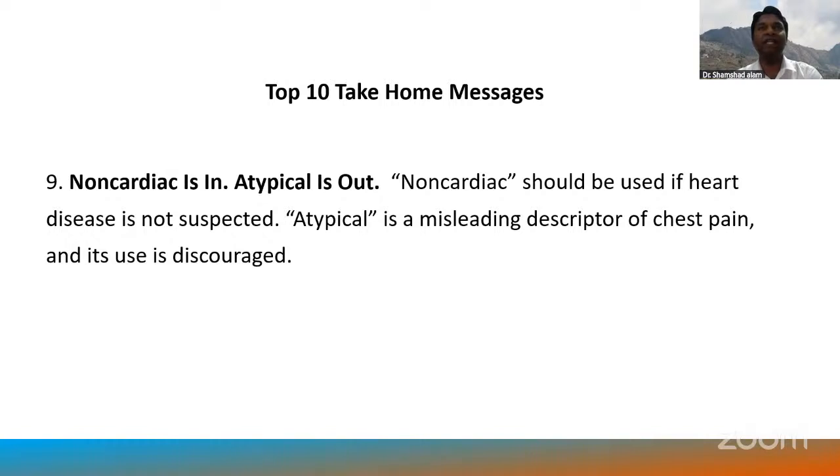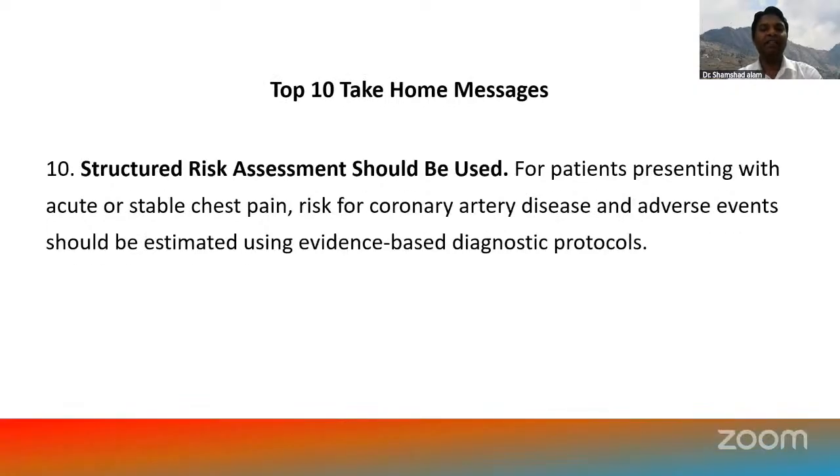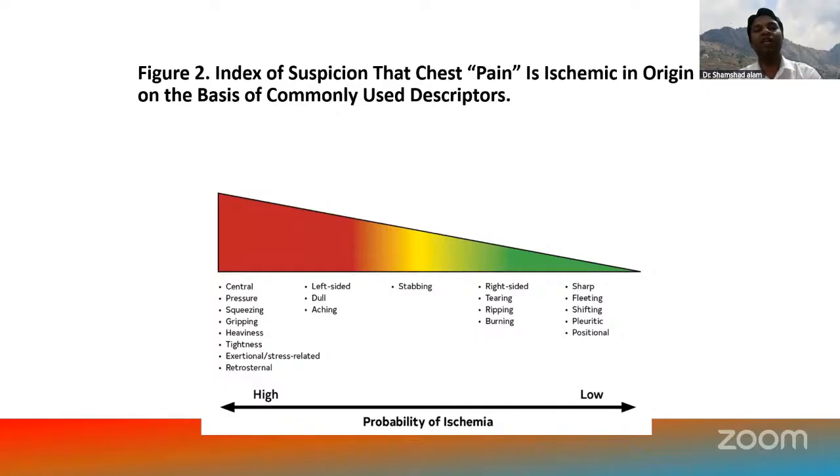So atypical chest pain has not to be used. If we are sure that this pain is not of a coronary artery disease, then we should write non-cardiac chest pain. So atypical has not to be used. And finally, a structural risk assessment has to be done. Which patient has to be taken up first, or which patient has to be taken up last.